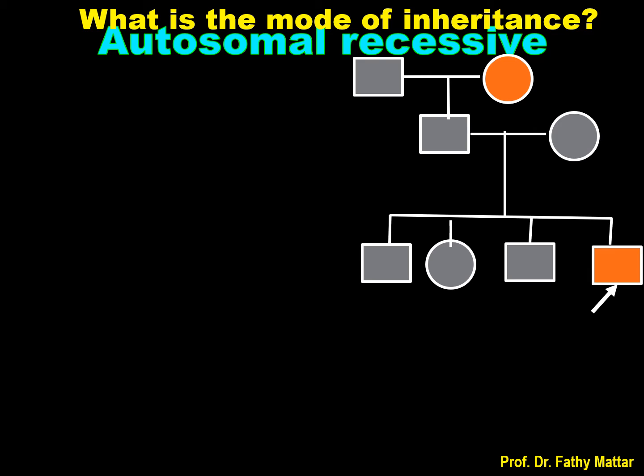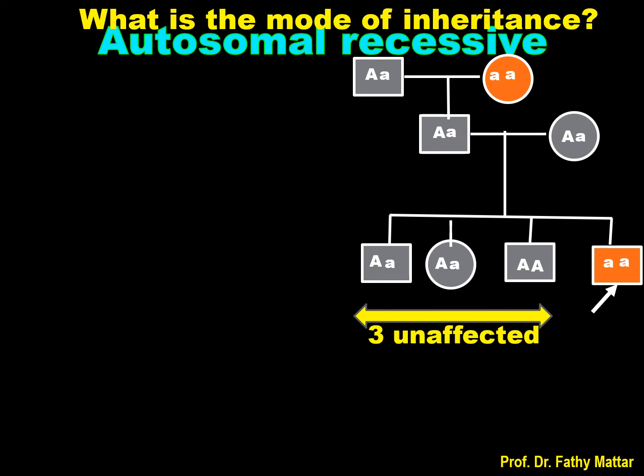As autosomal recessive, the proband should be homozygous recessive like this, and he inherited the recessive alleles from both of his parents who are heterozygous. So his brothers and sisters will be 3 unaffected, as he is 1 affected. The probability of having carriers among the 3 unaffected is 2/3. And so 2/3 are carriers and 1/4 is affected.